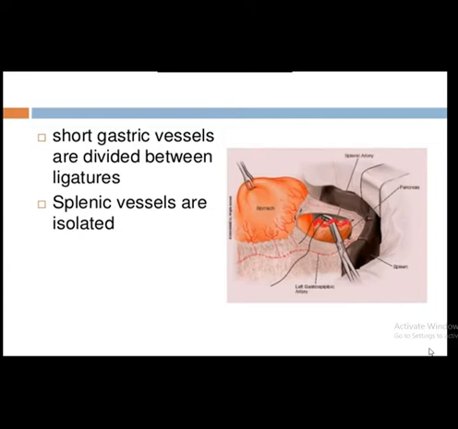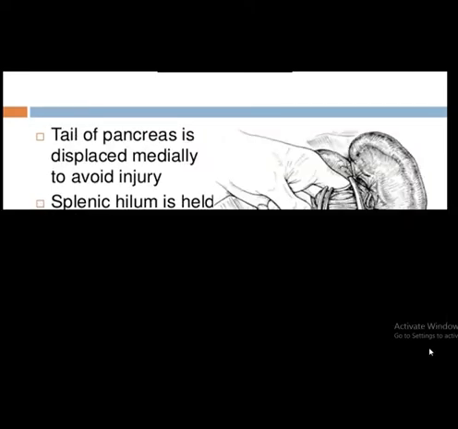Yes, in this picture you can see the splenic vessels are isolated. Once you are able to isolate the vessels, you can have a double ligation of the suture to the vessel and then divide the splenic vessel. The tail of the pancreas is displaced medially to avoid injury to the pancreas, and the splenic hilum is held in a way like this, as shown in the picture.